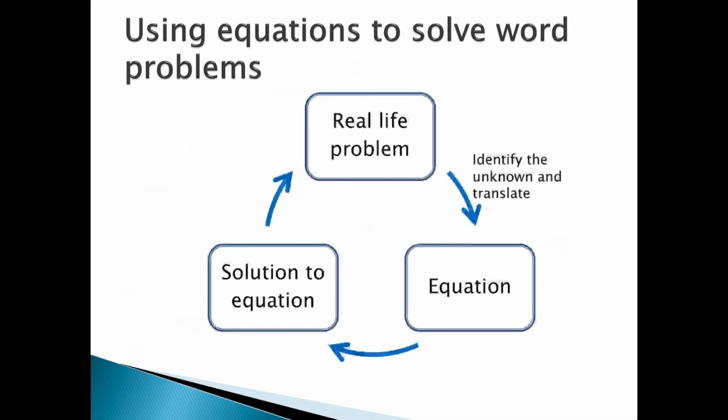So what ends up happening is we need to identify the unknown and translate. So this is taking our real world problem, identify the unknown and translate. Once we have that, we get our equation. Then we need to solve the equation, which leads us to the solution of the equation, which we can then translate back and check that it makes logical sense.